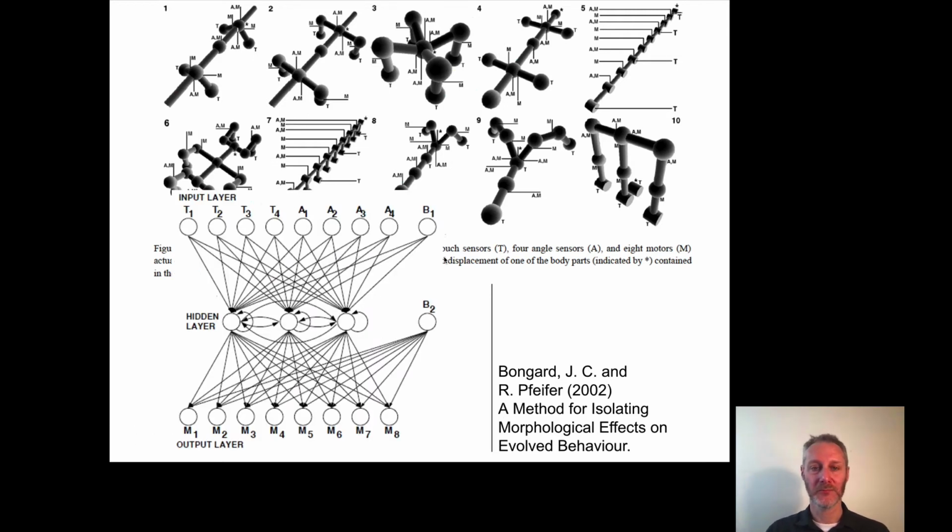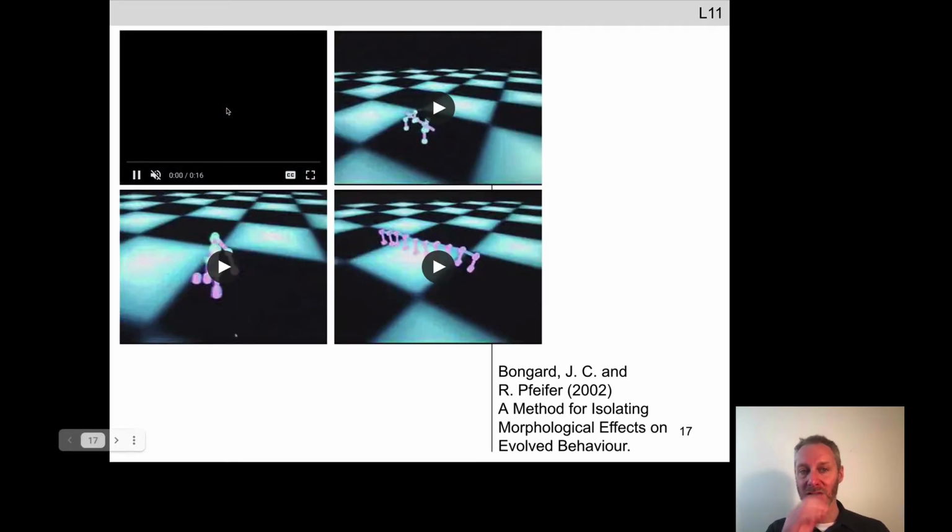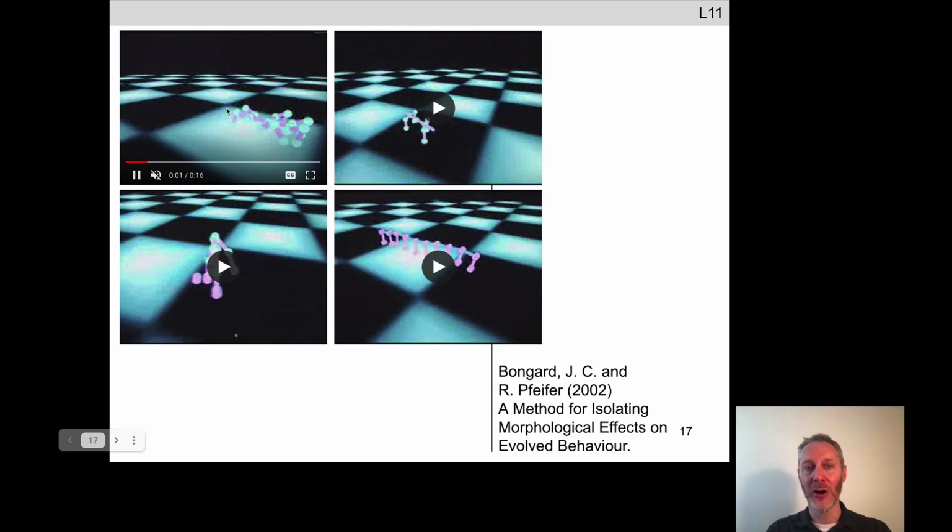Okay. I'll show you a few more videos. Here's the best neural network evolved for the hexapod. This is robot number 6. Again, this is an old experiment, so I apologize for the quality of the videos.